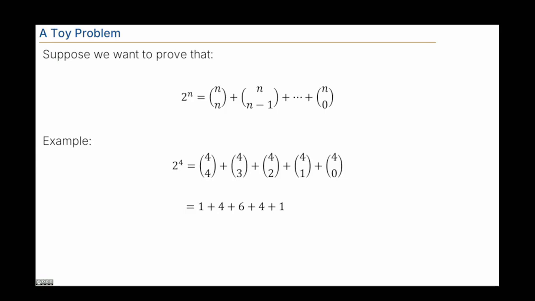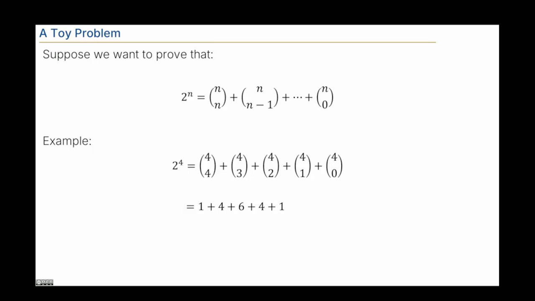So I can plug in some numbers. For example, I choose n equals 4. In that case, 2 to the 4th is 16, and indeed 4 choose 4 is 1, 4 choose 3 is 4, and so forth, and it works out. Okay. Why do we care about this? It's just a little toy problem. That's the only reason.